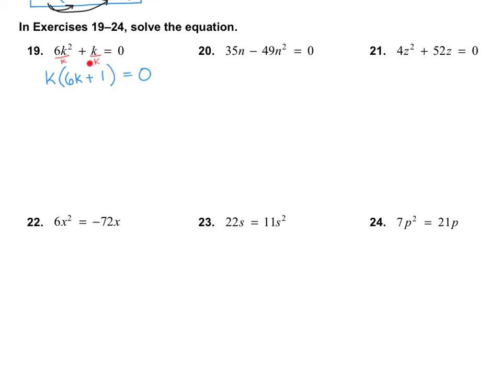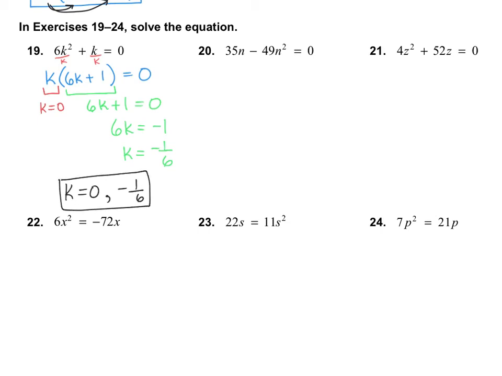So now that it's in factored form, I can go back to what I did on the other page, which is take each individual piece and set it equal to 0. So k is equal to 0. And then I'm going to take the second group. So we have 6k plus 1 is equal to 0 and solve for k. So I have 6k equals negative 1 and k equals negative 1/6. So that means that my answer is k can equal 0 and it can also equal negative 1/6.